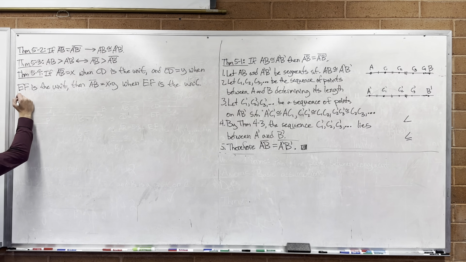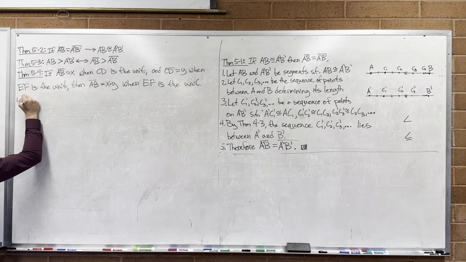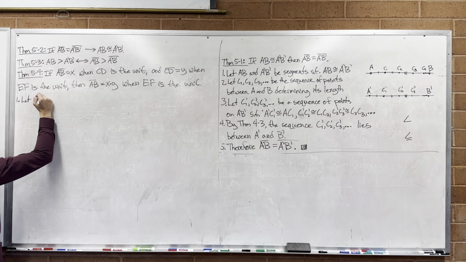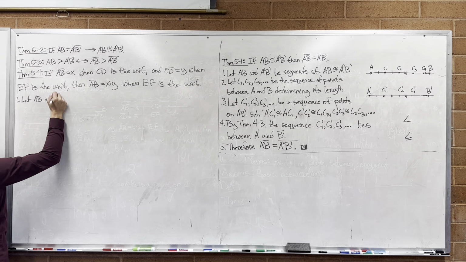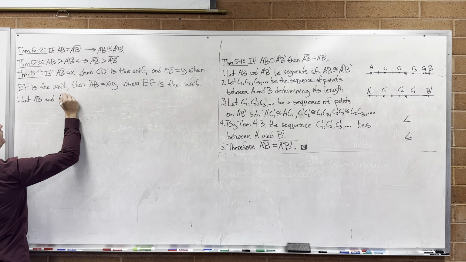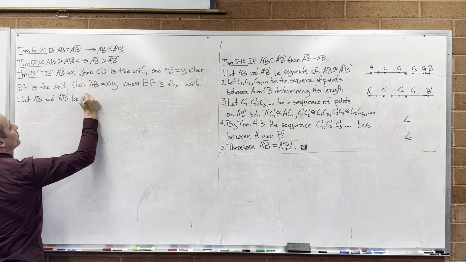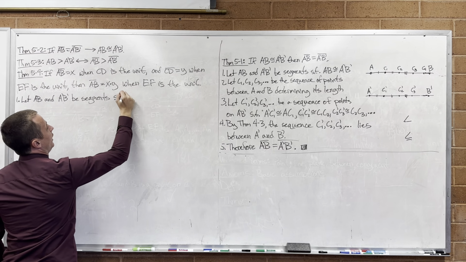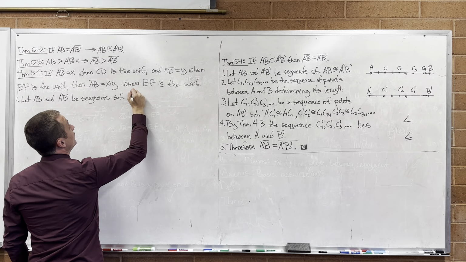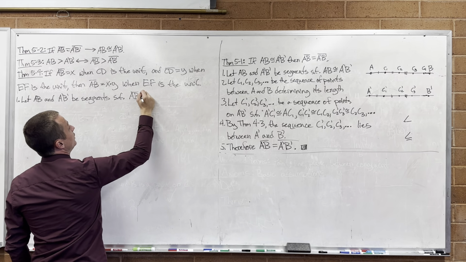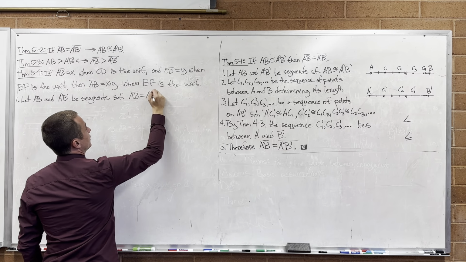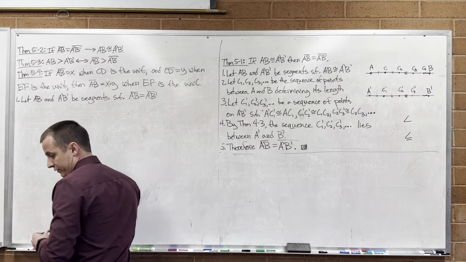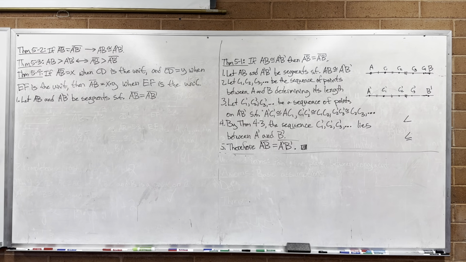So now we'll just do theorem 5.2.1. So let AB and A prime B prime be segments such that the length of AB is equal to the length of A prime B prime.